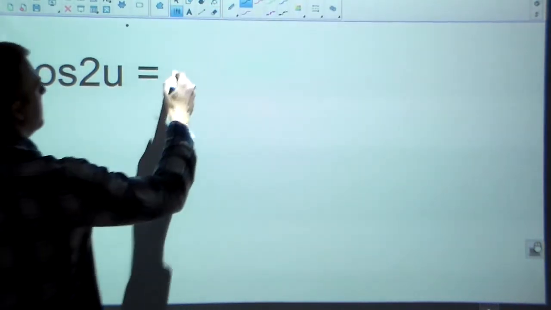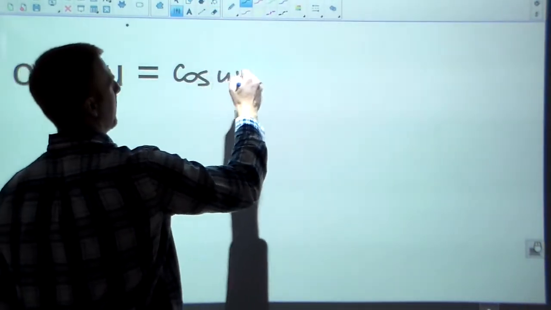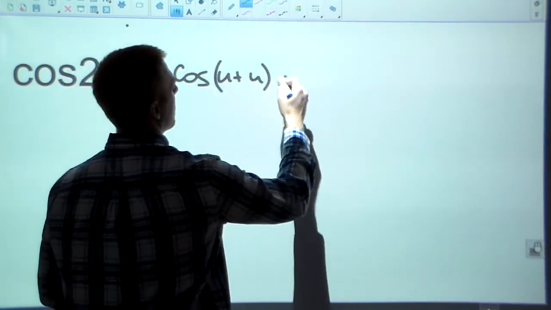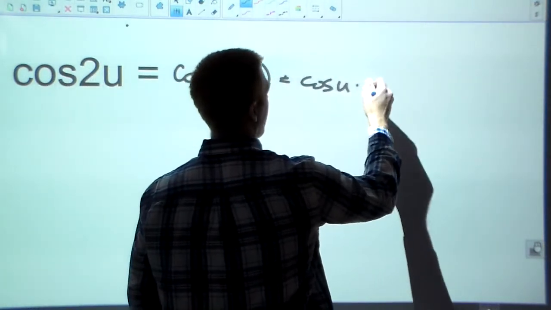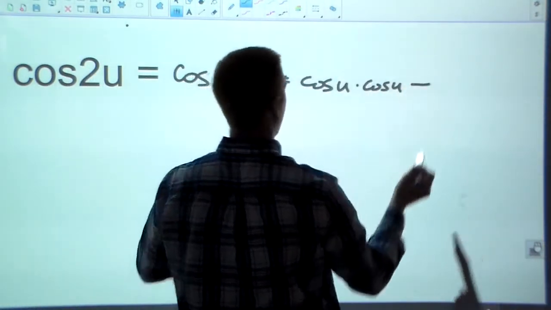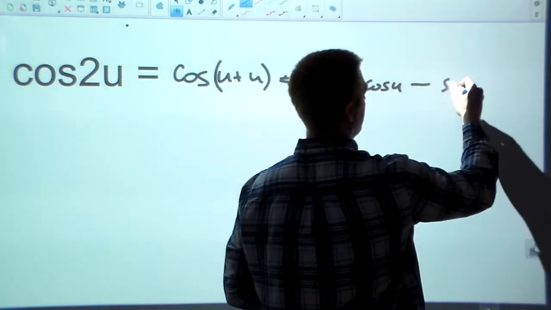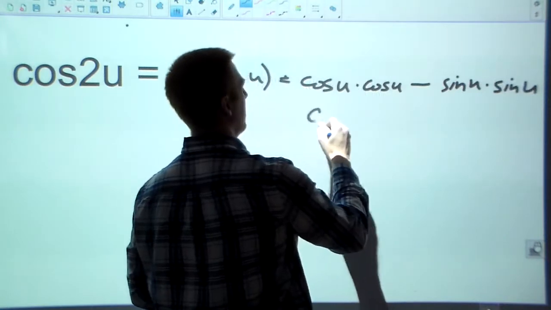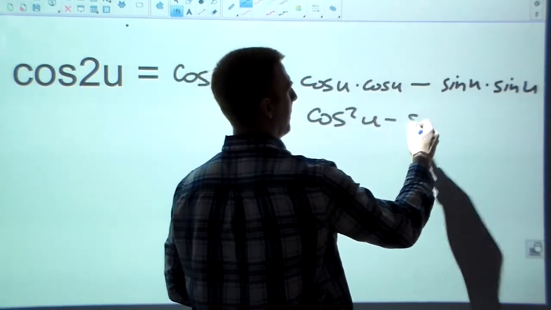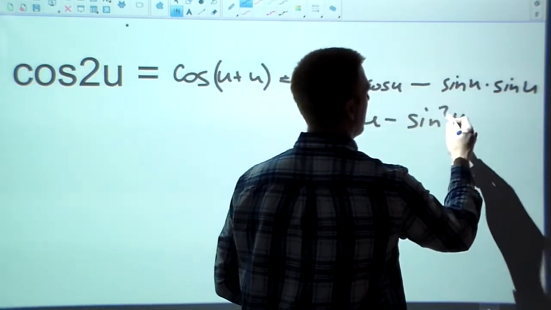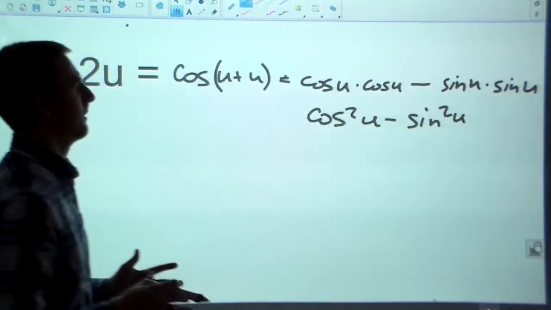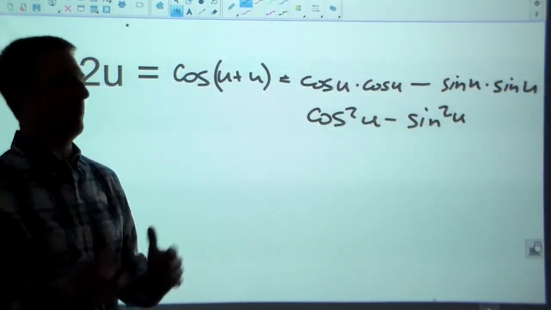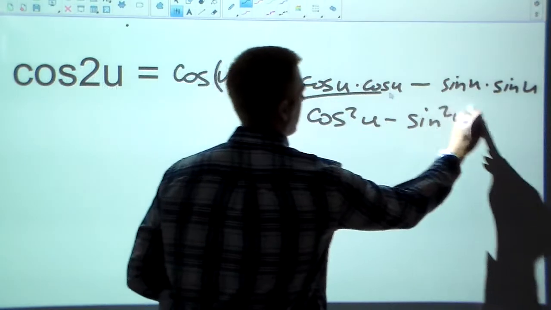For cosine 2u, same approach, cosine of u plus u. So that would be cosine u times another cosine u minus, because this is a plus, it's the opposite sign, sine u times sine u. So that could be cosine squared u minus sine squared u. Now here's another situation where that Pythagorean identity is going to pop back up. So this is one way to do it.